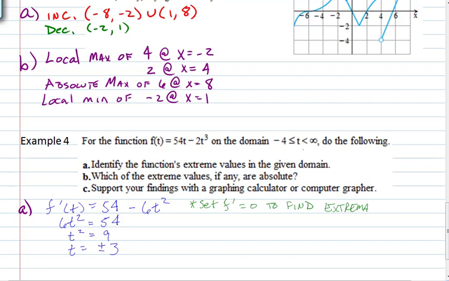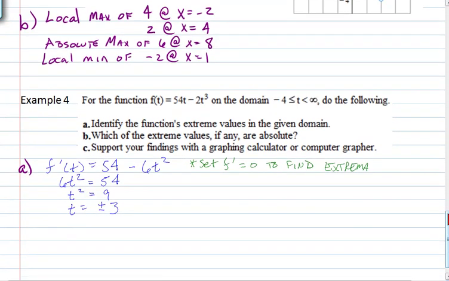Yes. So we need to make a chart and figure out, because that was part A. Part B says which of the extreme values, if any, are absolute. Well, let's make our chart first. Just get in the habit when you do this. If you find critical points, you know that you need to make this sign chart.